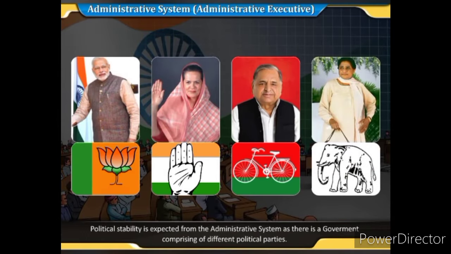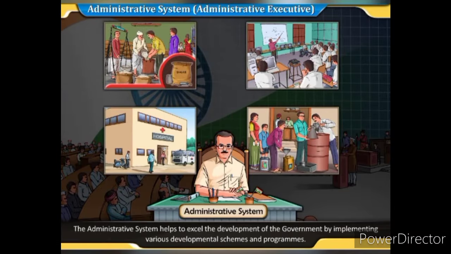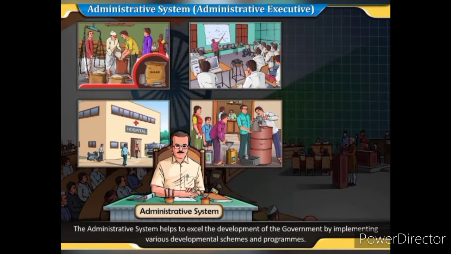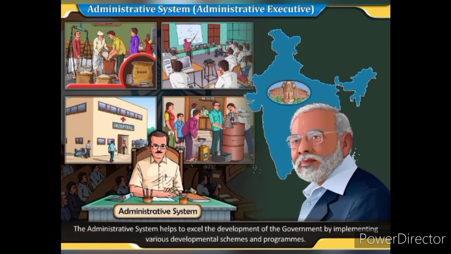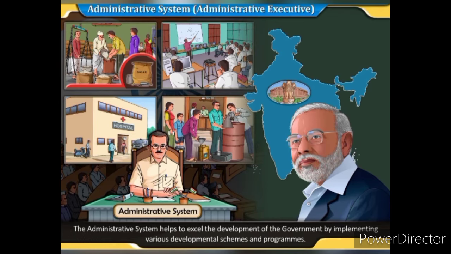Political stability is expected from the administrative system as there is a government comprising different political parties. The administrative system helps to accelerate the development of the government by implementing various developmental schemes and programs.